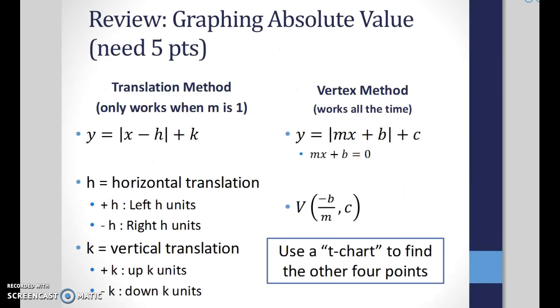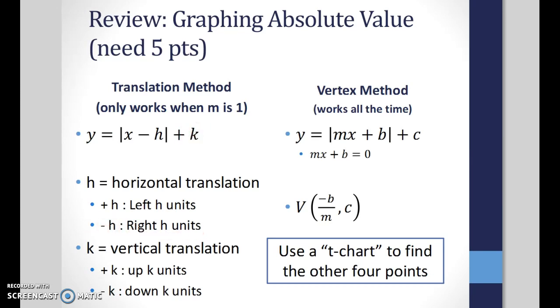Another thing you will see is absolute value graphs. Just a reminder that you need 5 points for those. We learned two methods again. So when you have an equation set up like this and the slope, or the m part of x, is 1, you can use the translation method, meaning our inside joke here means you move left to right. If it's positive, we go to the left because we like left-handed people better. If it's negative, we're moving to the right.